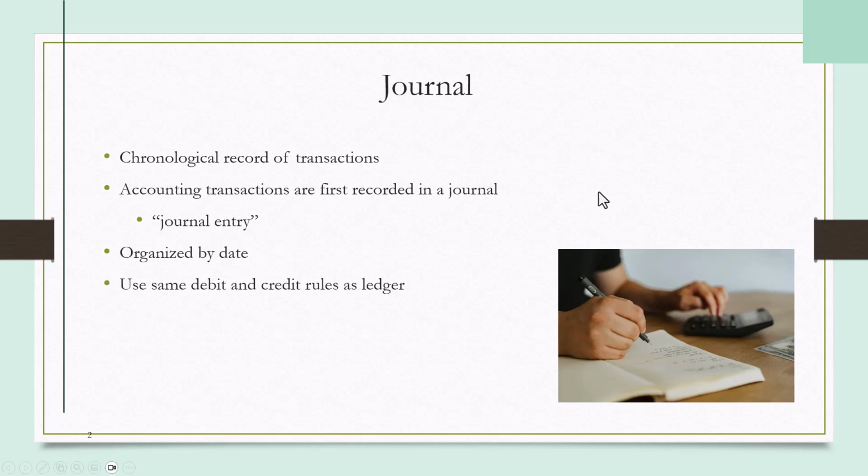And I just want to point out that if you're using a computer, a lot of times the journal entry will automatically post over to the ledger, whereas if you were doing this by hand, you would have to physically put the entries in the journal and then physically copy them over to the ledger.